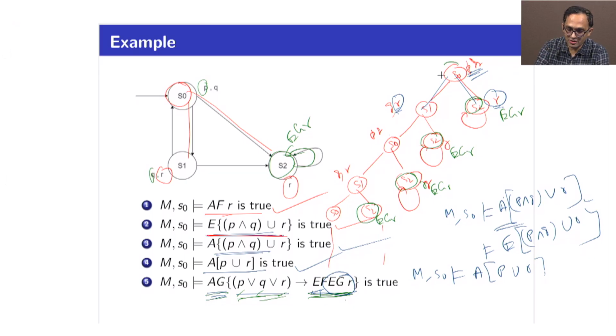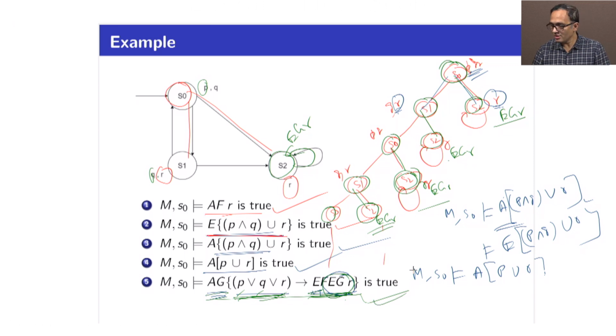Now let us think about this state. From this state there exists a path where EG R holds. From this state again there exists a path where EG R holds, and from S2 it keeps going on. So that means this property is true in this model. From every state there exists a path in future where EG R holds. This is a very interesting example, and this property holds in this particular example.